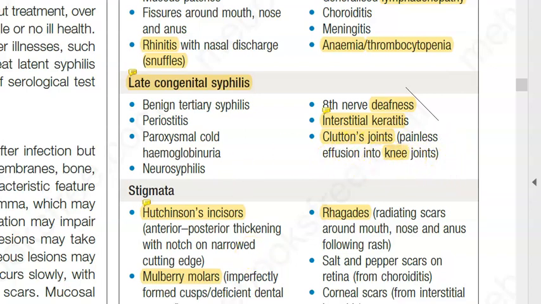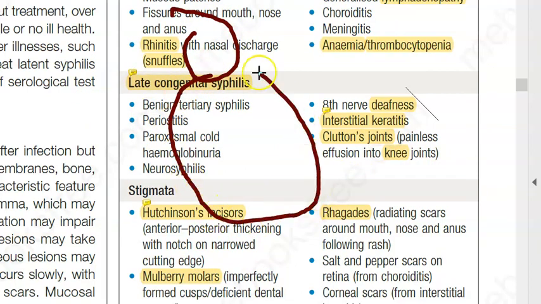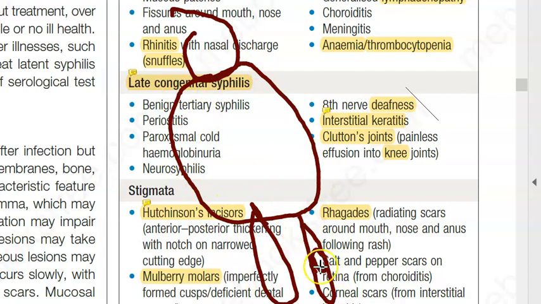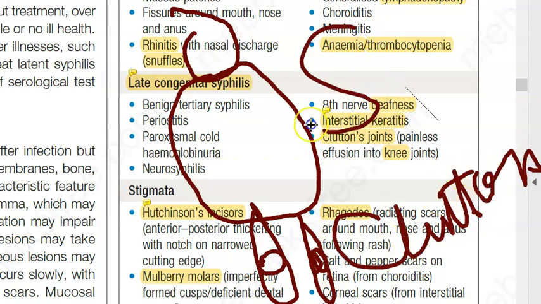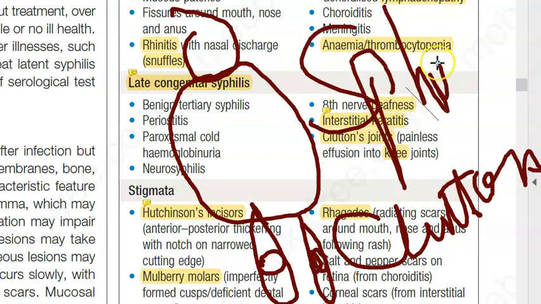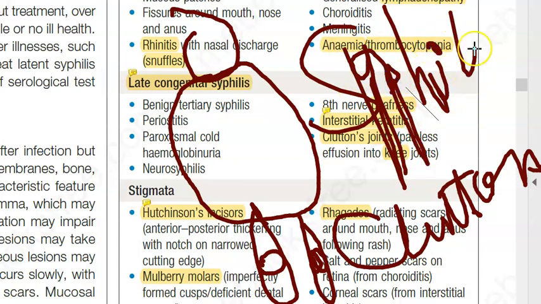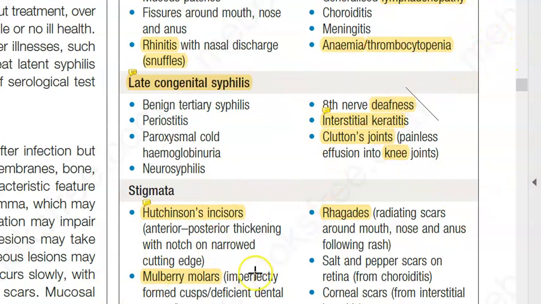Clutton's joints. Let's draw a child, now that it's after so many years. Here in the knee, painless effusion into the knee joints. This is Clutton's joints. Where will you see it? Late congenital syphilis. Clutton's joints, painless effusion into the knee joint, syphilis.